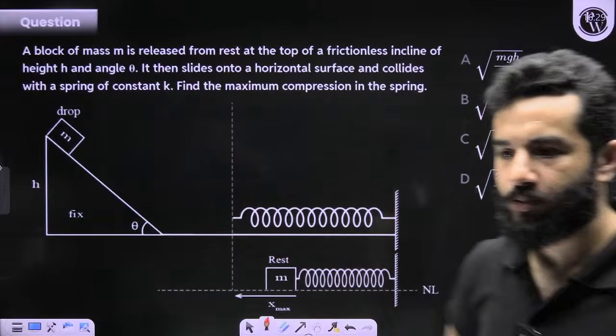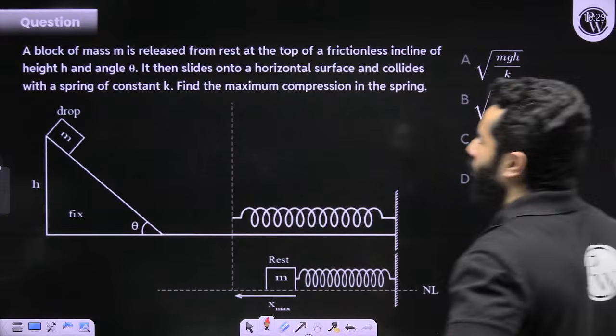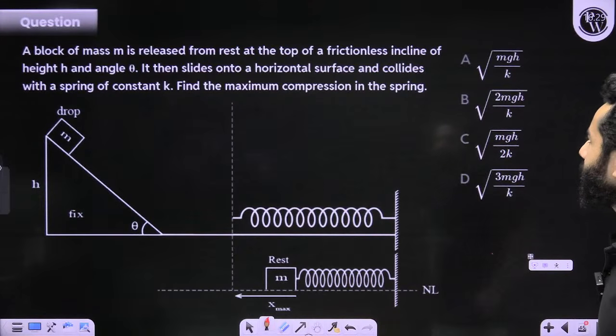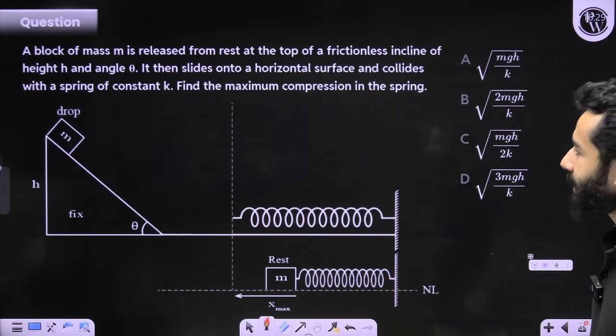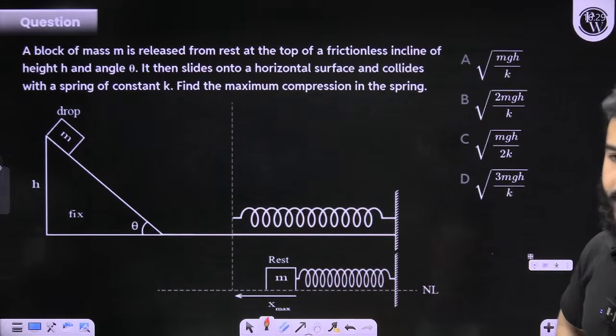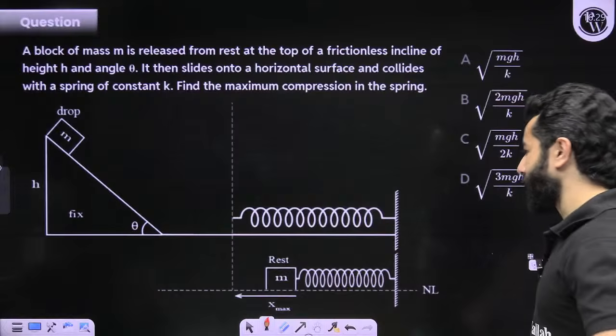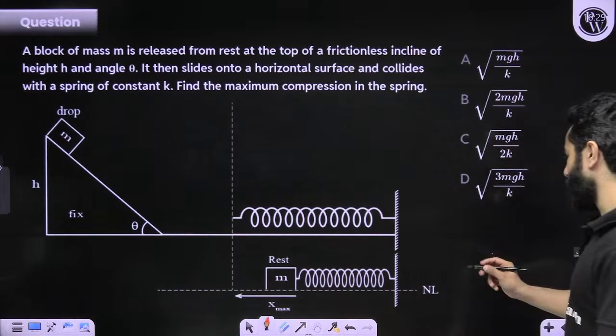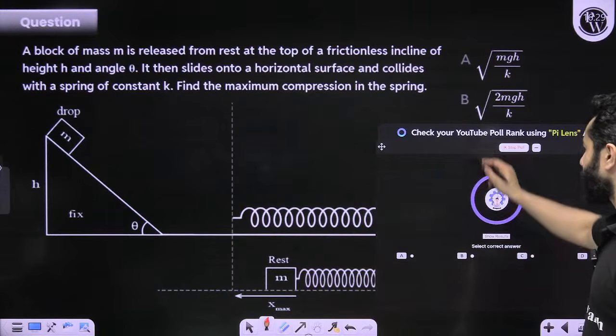Let's move to the next problem. A block of mass m is released from rest at the top of a frictionless incline of height h and angle theta. It then slides onto a horizontal surface and collides with a spring of constant k. Find the maximum compression in the spring. You have to find the maximum compression in the spring. Let's begin. I'm going to give you a poll for this question. 90 seconds, let's start.